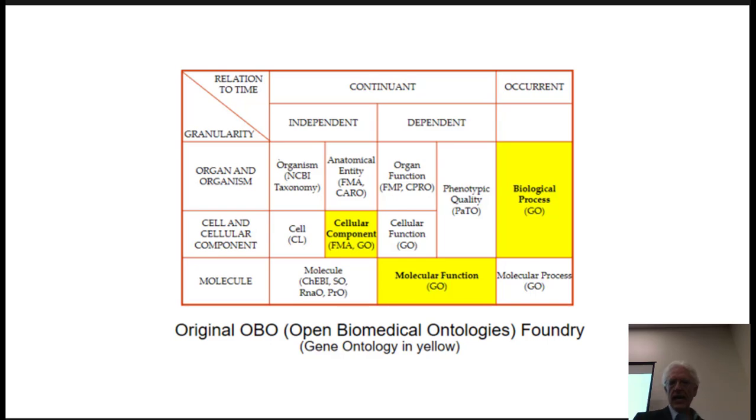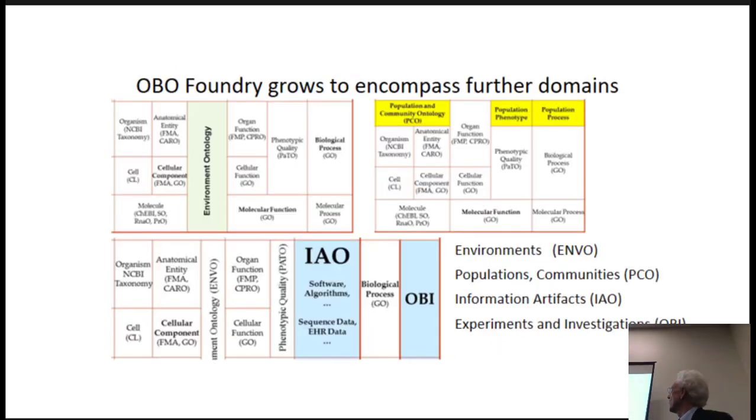And we've extended it to encompass information artifacts, experiments. And we actually used the ontology of experiments as our first effort to create an ontology for industrial processes, because many of the things that you need to perform an experiment have counterparts in a factory.